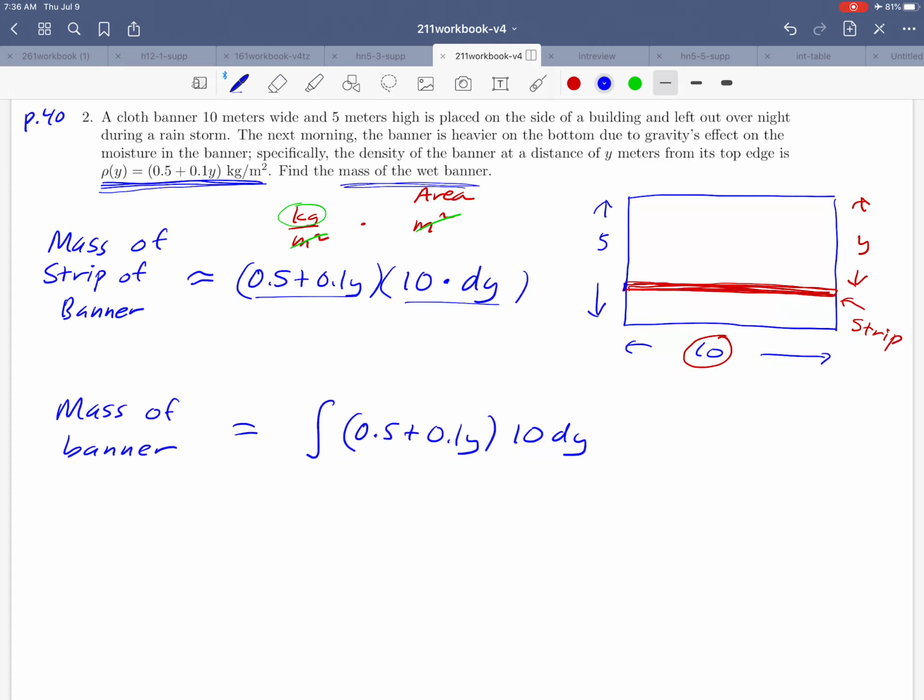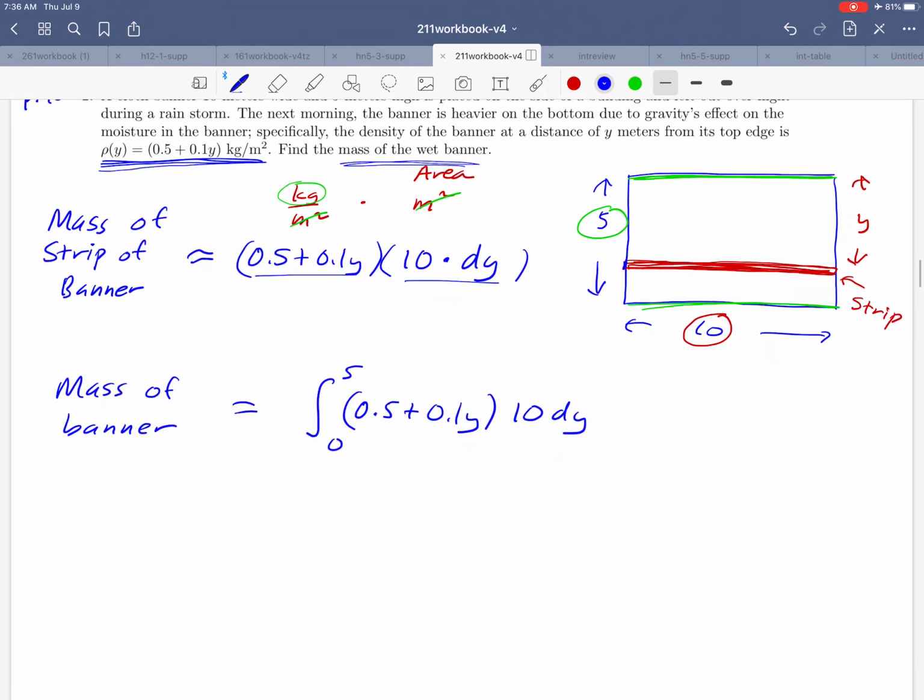Well, ask yourself, what is the range of y values as we move from the top to the bottom? Up here at the top, y is equal to 0, and we're going to work our way down to the very bottom. You can see from the picture that because the banner is 5 meters high, we're going to be at 5 meters away from the top. So our limits are going to be y equals 0 to y equals 5 in this case.